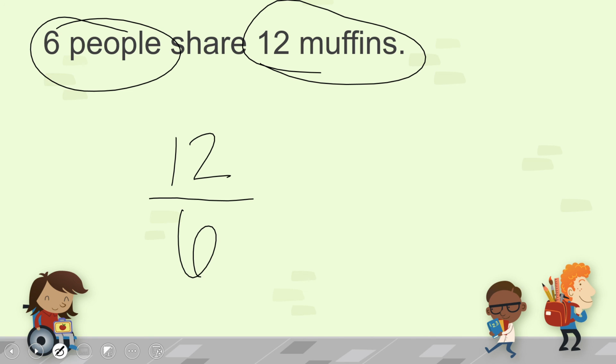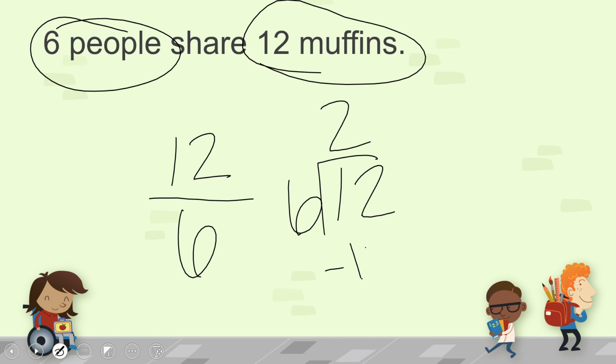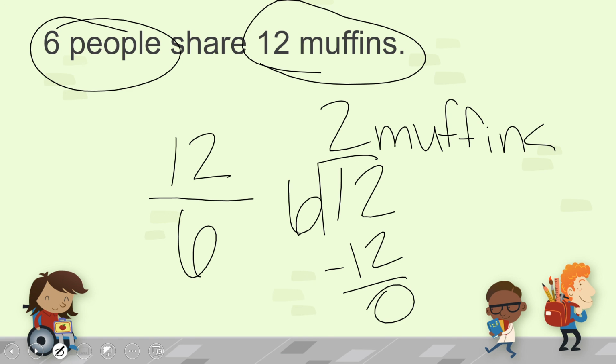Okay, 12 over 6. That is an improper fraction, but if I go to work it out, let's do 12 divided by 6. Well, how many times does 6 go into 12? Exactly 2 times. We don't have a remainder, so your answer is just 2 muffins. They each get 2 muffins. And that's it.